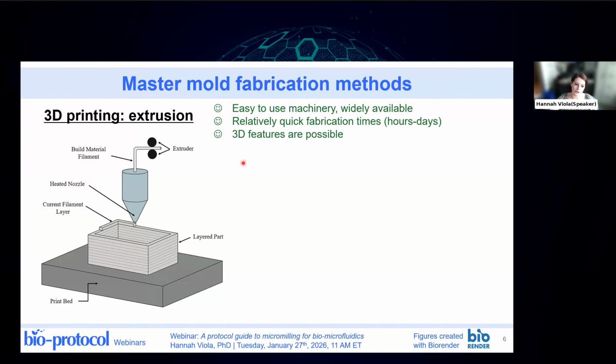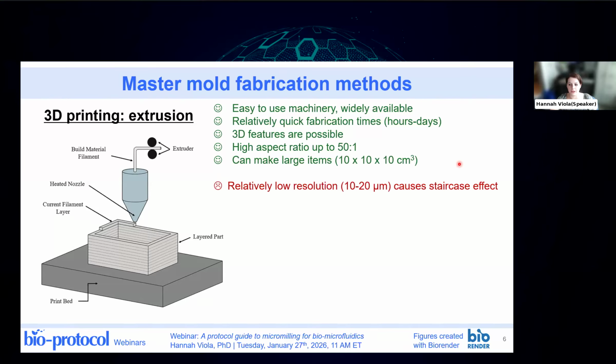You can do 3D features, so you can have rounded features, and the aspect ratio here can get really, really high, which may not necessarily be beneficial depending on your application. For most microfluidics, you don't need that kind of aspect ratio. But the other consideration is you can make stuff that's kind of big. Depending on what your device is, some devices can be pretty large overall. And if you need that kind of footprint, 3D printing is able to do that, sometimes at the cost of the resolution, but it depends again on your application.